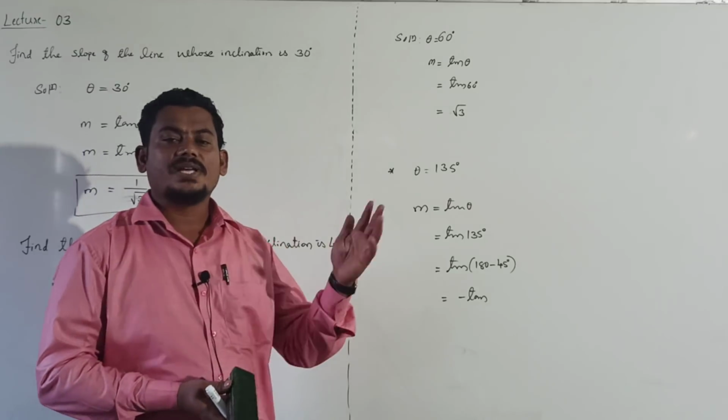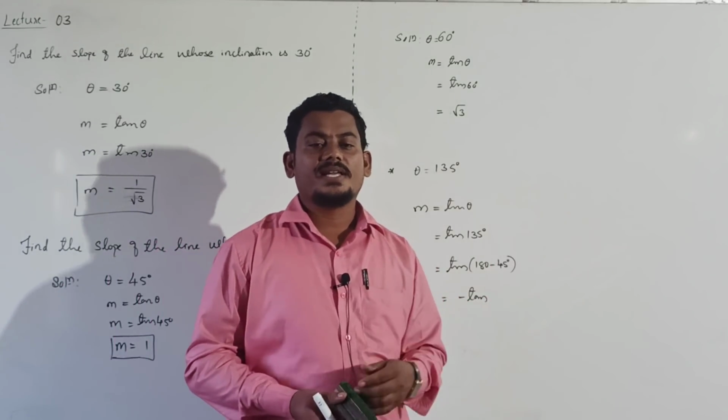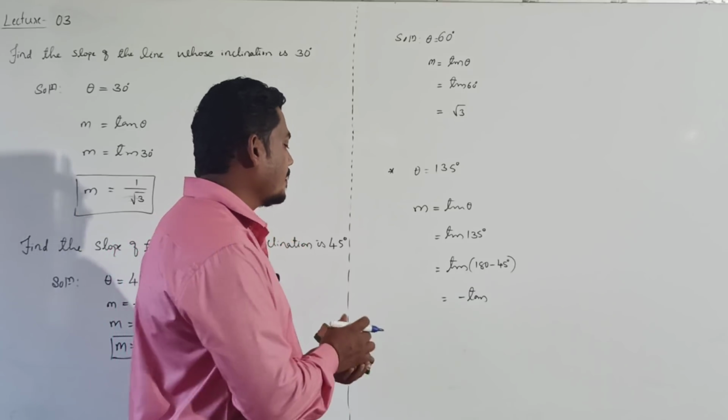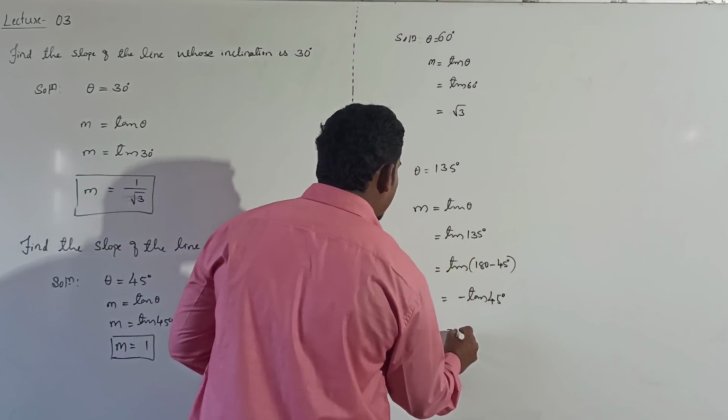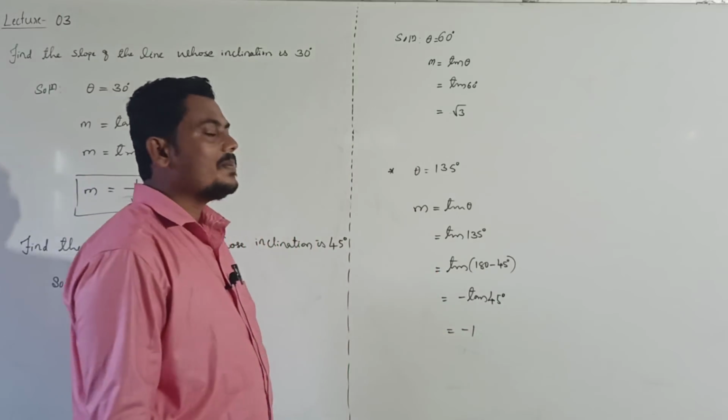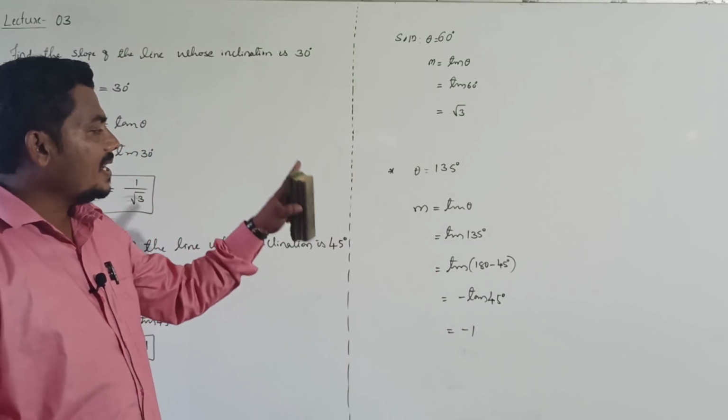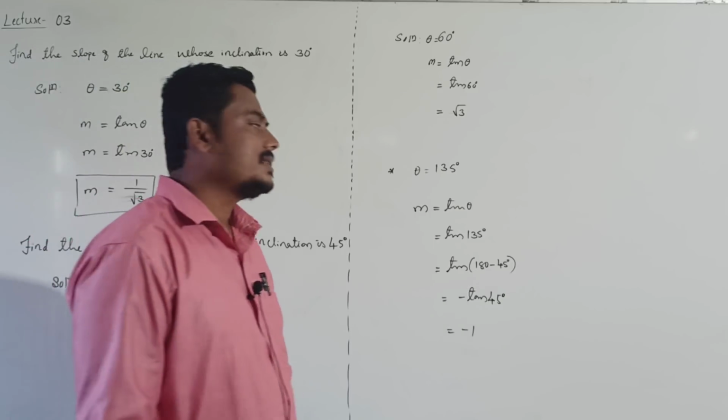Already you know sign convention or signs of trigonometric ratios in different quadrants, right? So tan 45, and clearly 45 degrees is a standard angle, so slope of this line is -1 when inclination of the line is 135.